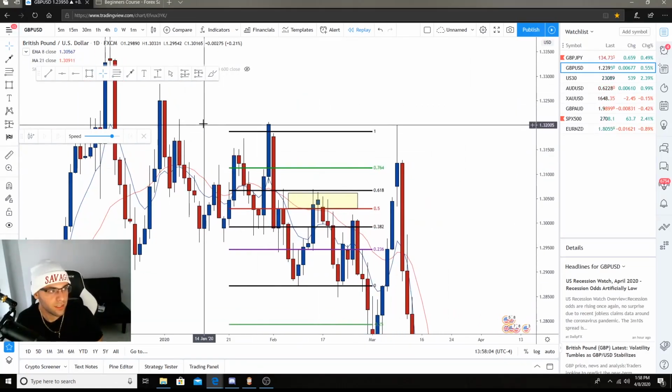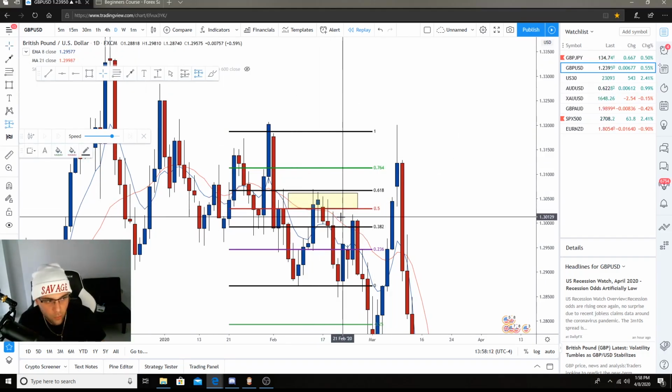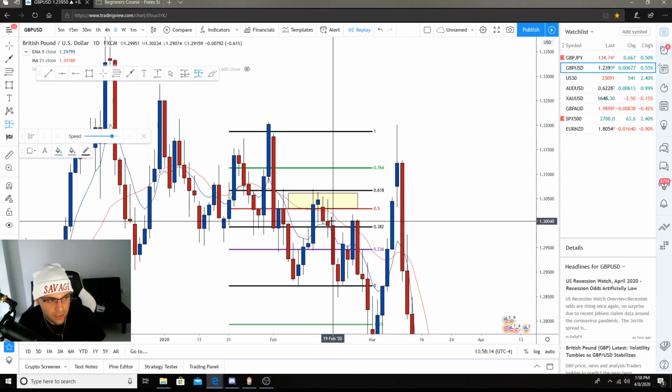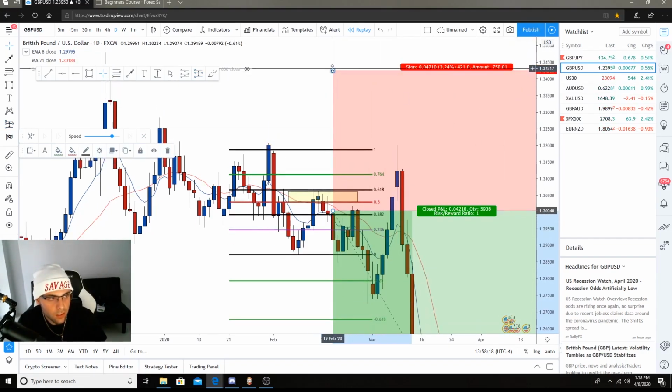Now, boom. This took 3 days in order for this, when price came up here, to form. So let's say we wanted to sell. Remember, we have to wait for some type of form of resistance to play out, to have the wicks right under. So look at this.